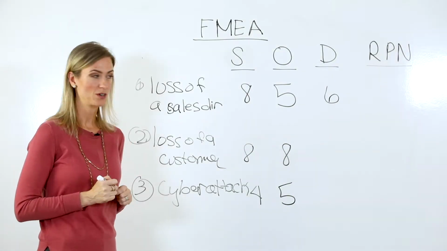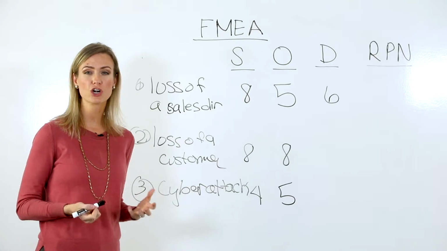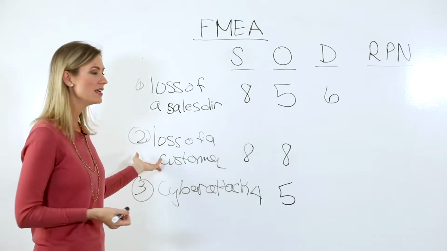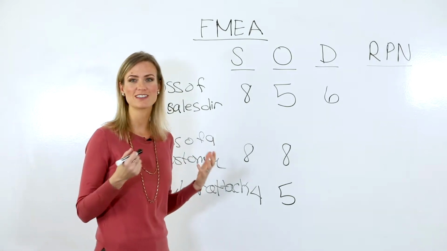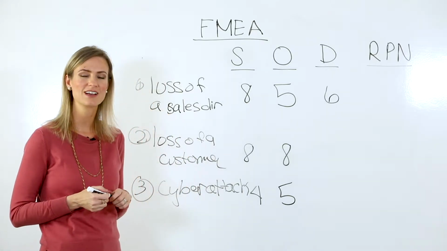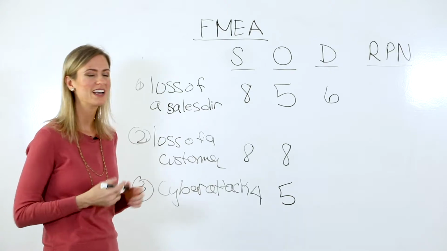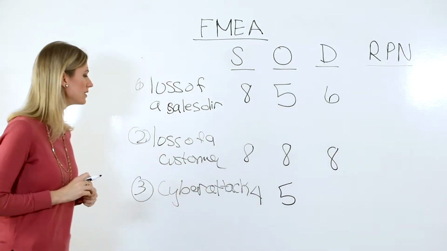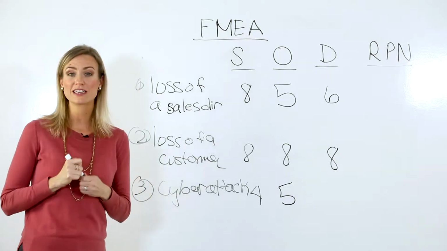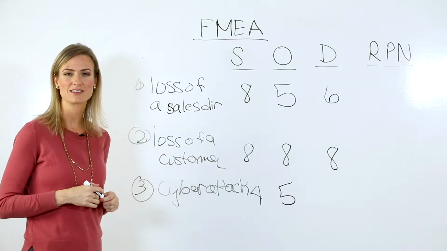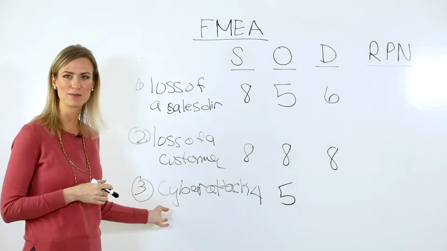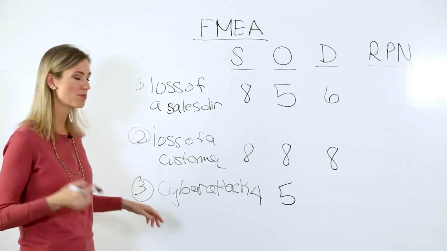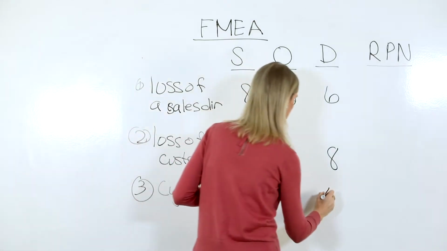Loss of a key customer. How likely is it under your current practices that you'd be able to detect the loss of a key customer? If your sales manager is in good communication with that customer, maybe it would be low. In this example, let's say not, and let's give it an 8. Cyber attacks. How likely is it under your current practices that you'd be able to detect a cyber attack coming? In this example, let's say you do have some current processes that would help you, and give it a 4.